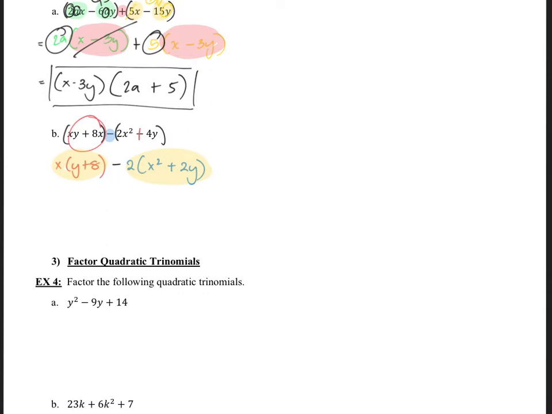Okay, so the problem must be that I've grouped these wrong. So I'm going to try to regroup these and see if I get a better chance of factoring. So I'm going to pair the 8x and the 2 together, and then pair the xy and the negative 4y together. Okay, let's go with that. But let me just rewrite it one more time. Let's do the 4y in front.